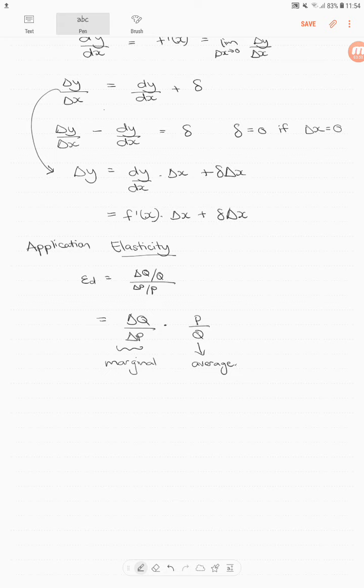So if we have the quantity demanded equal to 100 minus 2p, the elasticity for demand will be equal to the derivative of q with regards to p, which is minus 2, multiplied by P over Q.